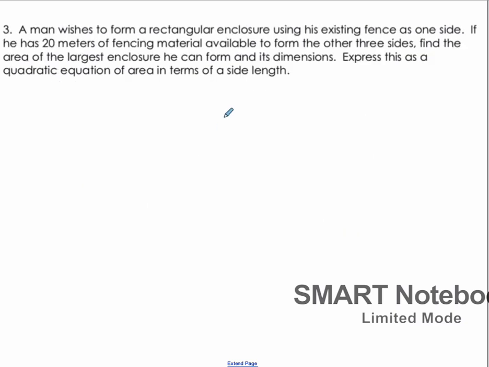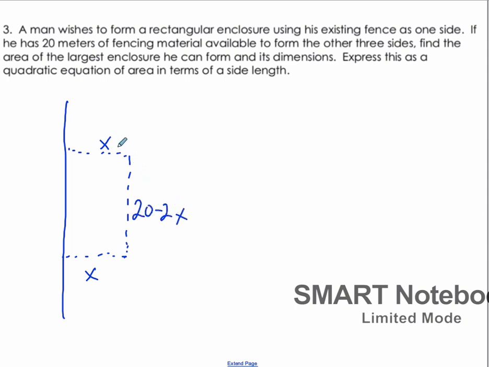Okay, next we have a man who wishes to make a rectangular enclosure using an existing fence as one side. So he's already got a fence. He's got 20 meters of new fencing. So his new fence is going to look like this. So it needs 3 sides. Okay, this kind of example is not going to end up being a square. He's got 20 meters, so if I call this x and x, then this is 20 minus 2x. Okay, because they all have to add up to 20.